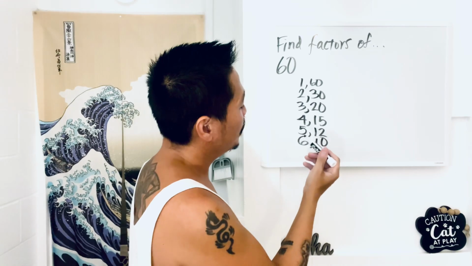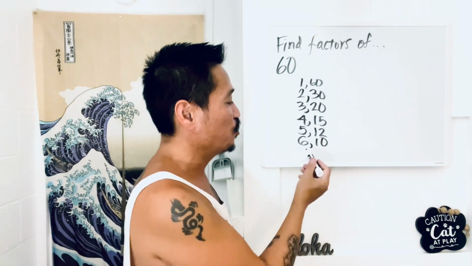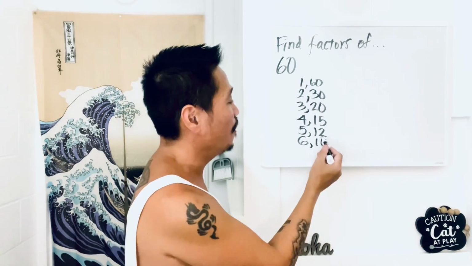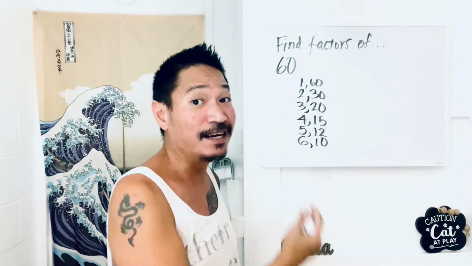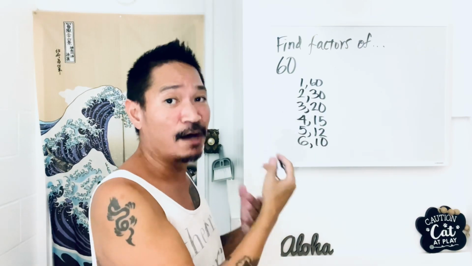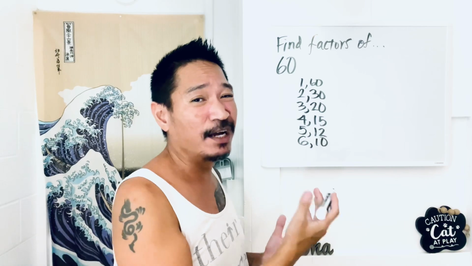So 7, 8, 9, none of those are going to work. Well, we already checked all the numbers between 6 and 10. We're done. We don't need to check 11. We don't need to check 13, 14, none of that stuff up above on this side. That's the cool thing about this method. You're pretty much fail-proof in not missing a factor until we get to some bigger numbers. Maybe we'll do an example of that later on.